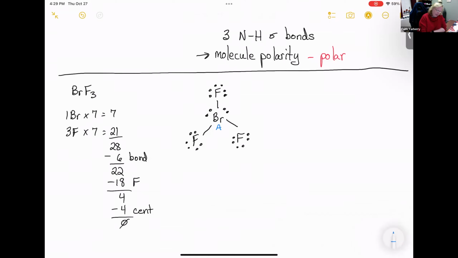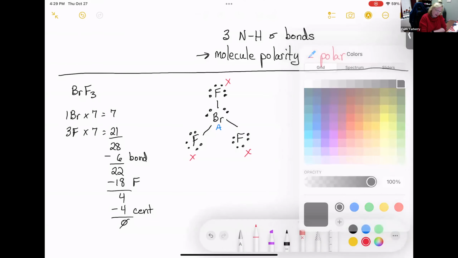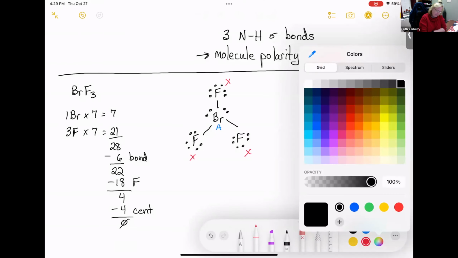We have our central atom bromine. We have 3 fluorines attached to that central atom. And we have 2 lone pairs on that central atom.